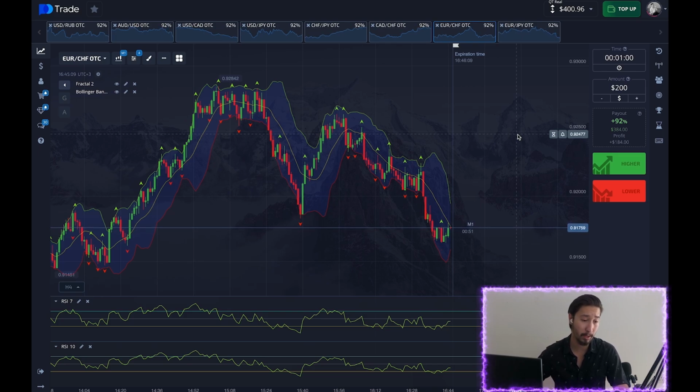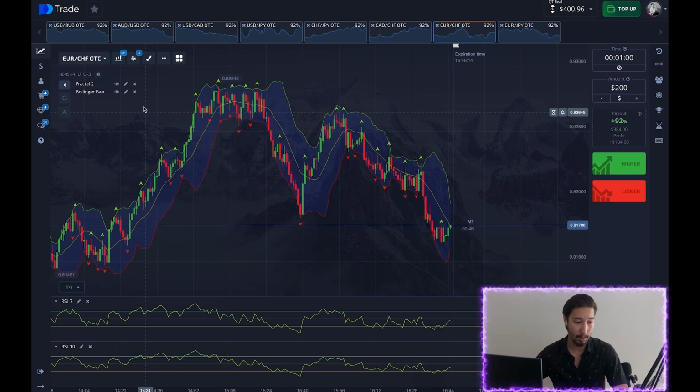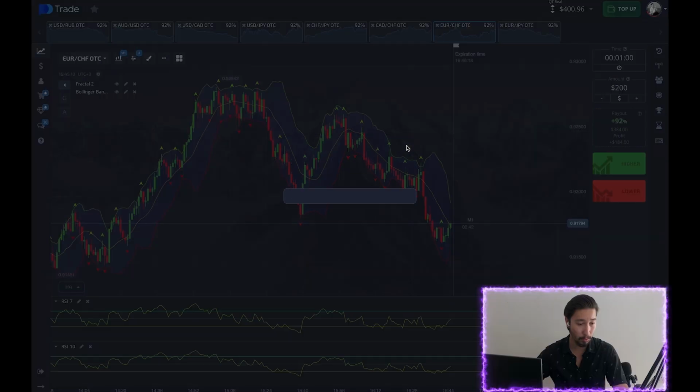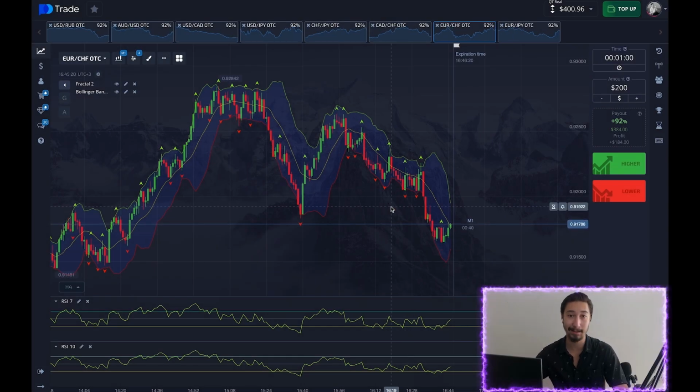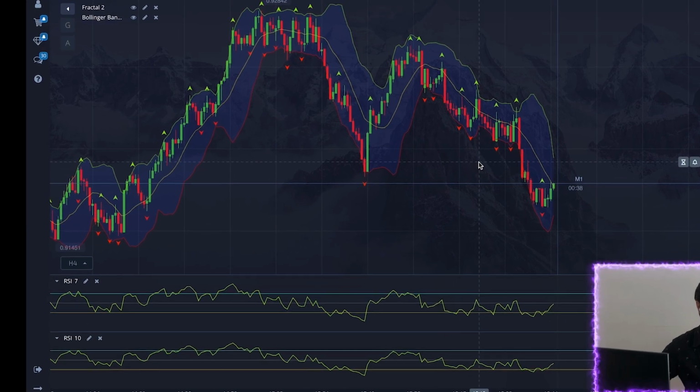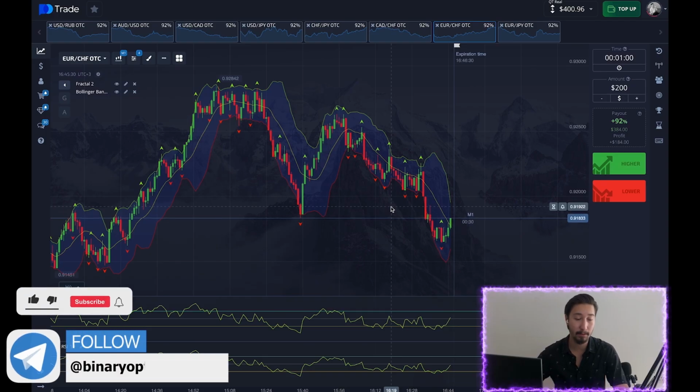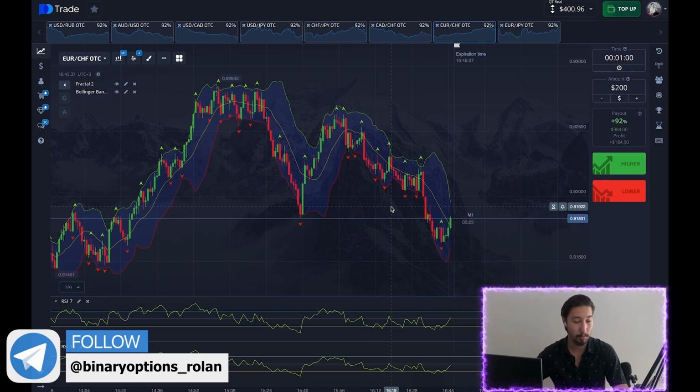Today we will monitor the intra-channel movement, and for this I have selected the following indicators: fractal, Bollinger Bands with the period 13 deviation 2, and 2 RSI oscillators, guys. I will have the first with a period of 7, and the second with a period of 10. I will leave the overbought and oversold areas at default, 70 and 30. Those parameters suit me quite well.